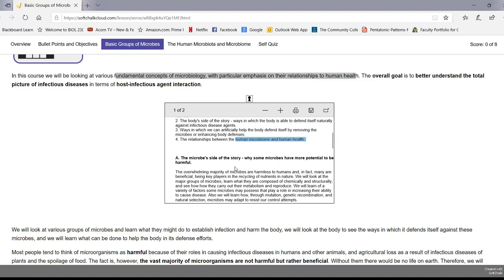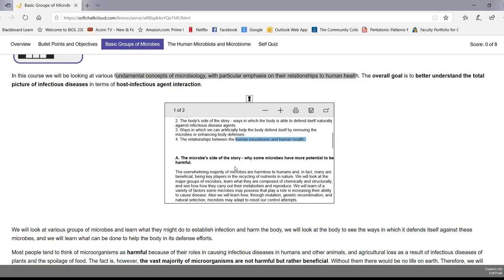So in units 1 through 4, we're going to look at the microbe side of the story, why certain microbes have potentially more ability to be harmful than others, because the overwhelming majority of microbes are harmless to humans. And of course, they're critical to life on Earth, doing things like recycling nutrients and such, as we'll see a little later on in our SoftChalk lesson here.